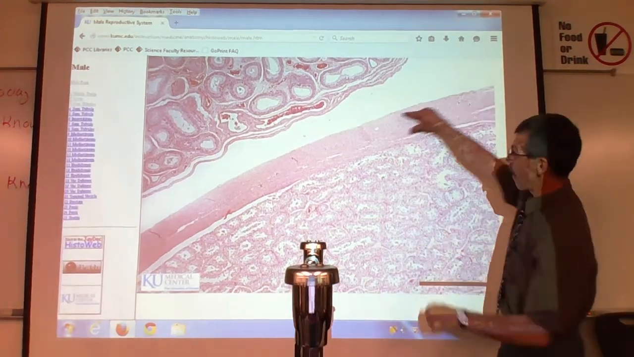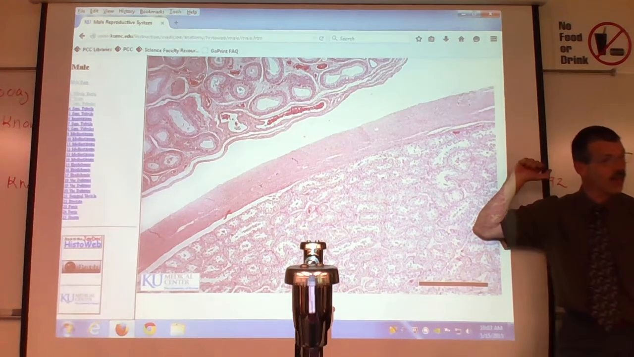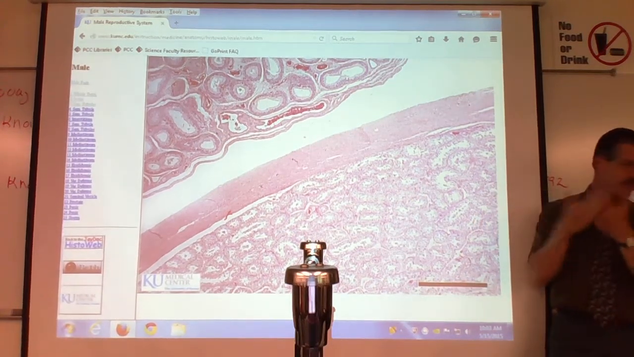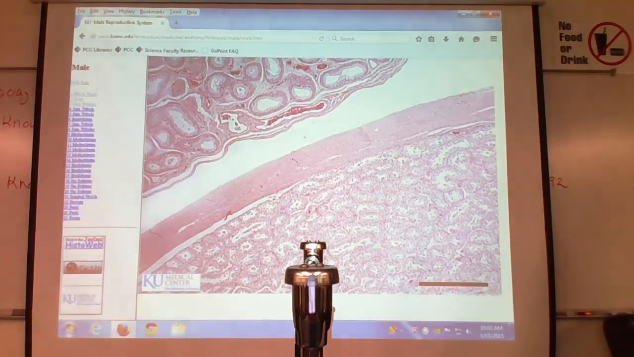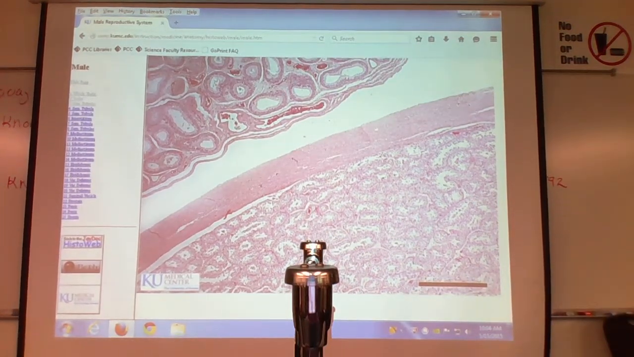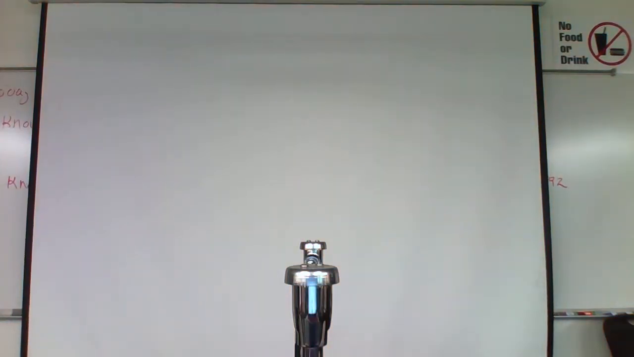This right here is a wrapper of white on top of your testis. That would be the tunica albuginea, the white part of a testis. So if you touch a testis, that's what you're touching, the tunica albuginea. Literally a white layer. That's the outside of the whole thing. Okay, try this one.